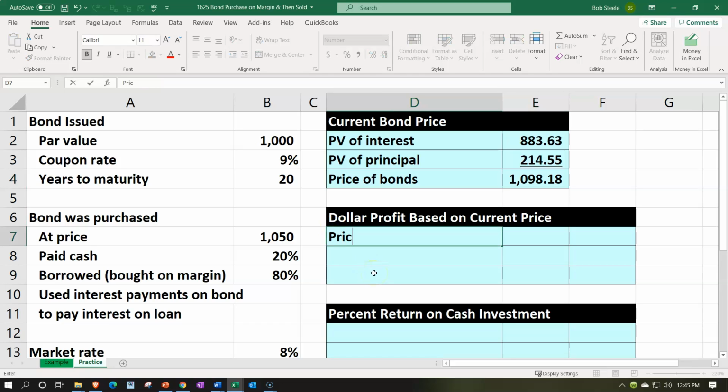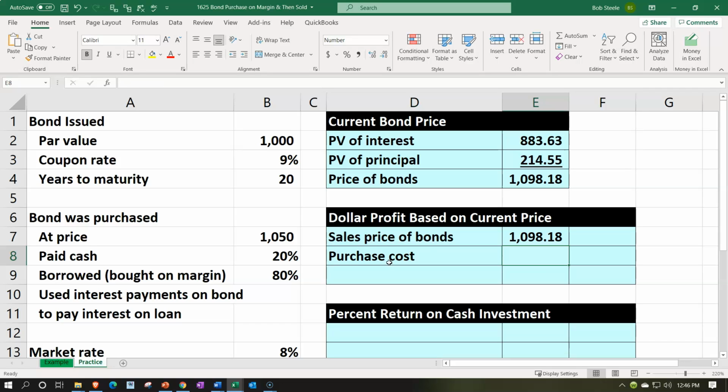So if we had the price of bonds, or let's say sales price. Let's call this sales price. Sales price is going to be what we just calculated, 1,098. Adding some decimals, number group, couple decimals, and we purchase price. So the purchase, let's call this purchase cost. Let's call that the cost. And that's going to be the 1,050. That's what we bought it for. Number group, adding a couple decimals, font group, underlining it. That's going to give us our profit.